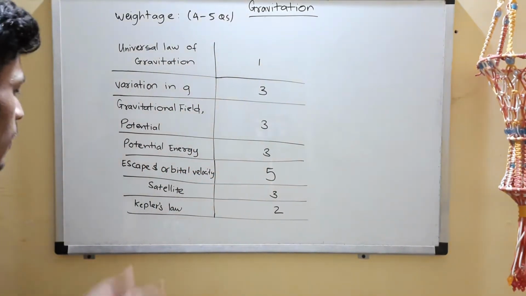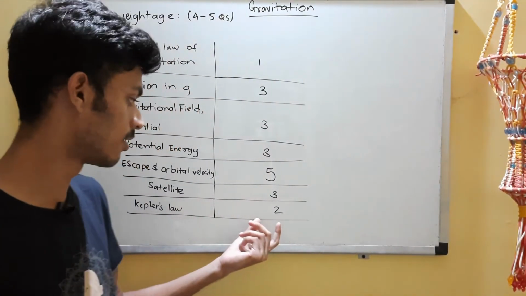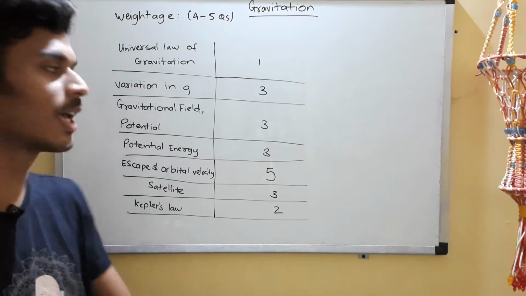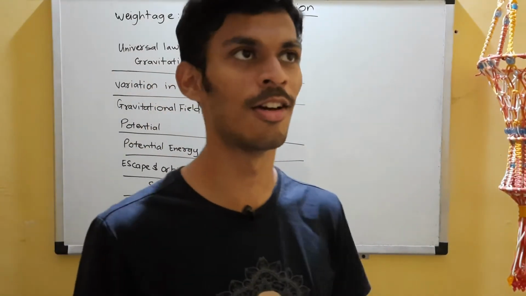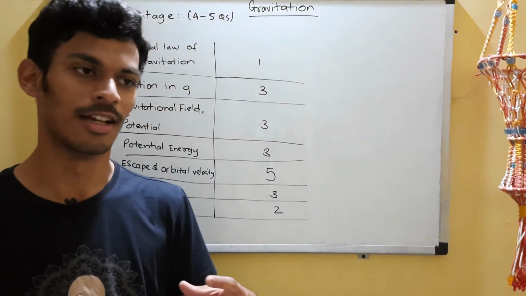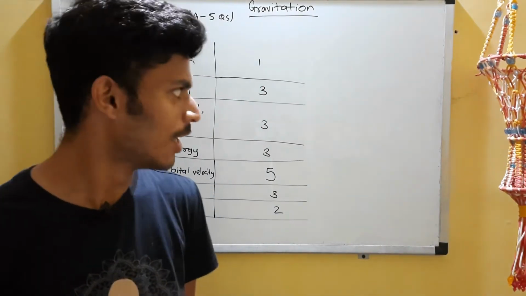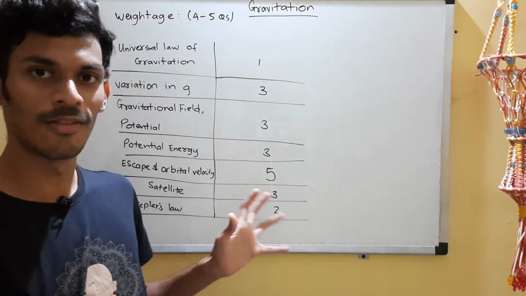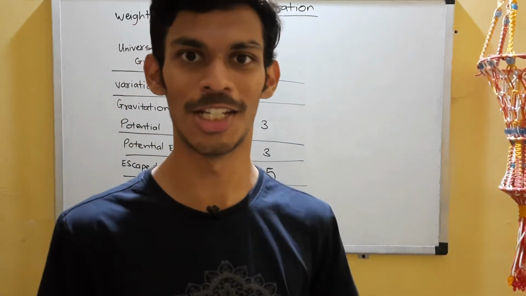And then finally we have Kepler's law. From this, 2 questions were asked, and they basically had to do with Kepler's third law, which says that the square of the time period in a particular orbit is proportional to the radius cube, right? So yes, this was the topic weightage for BITSAT over the last 15 years, and let's do some questions now.